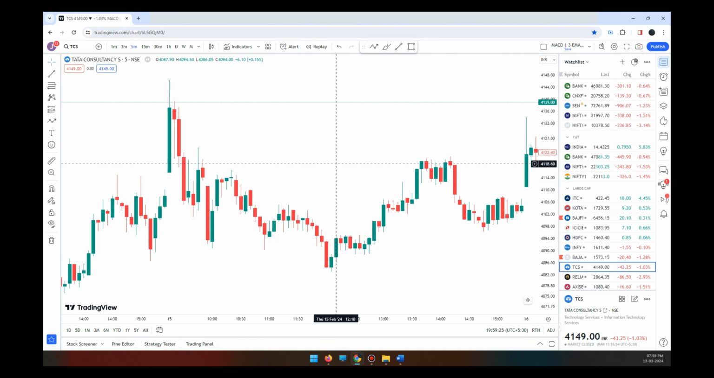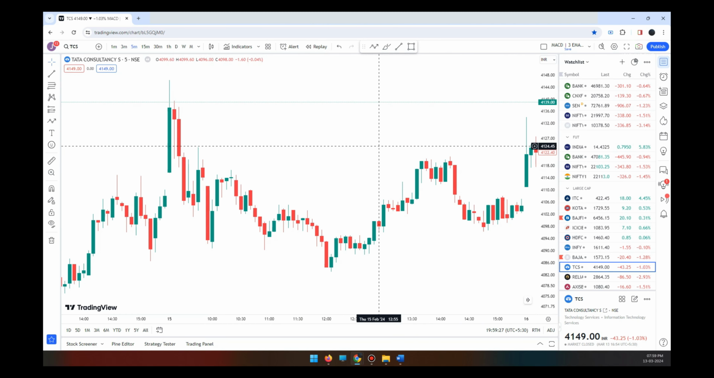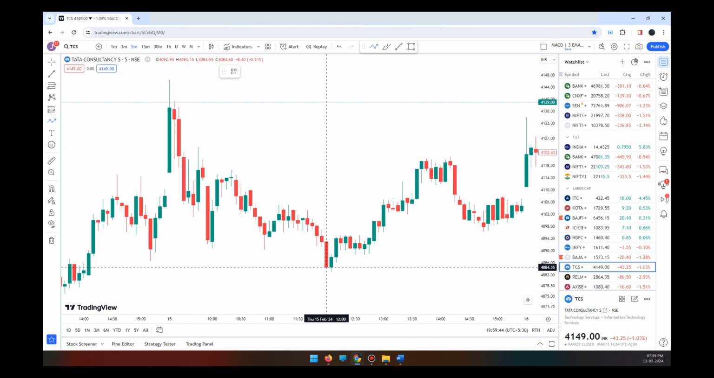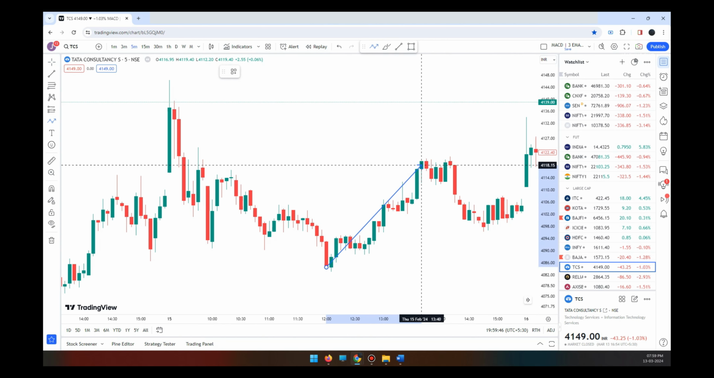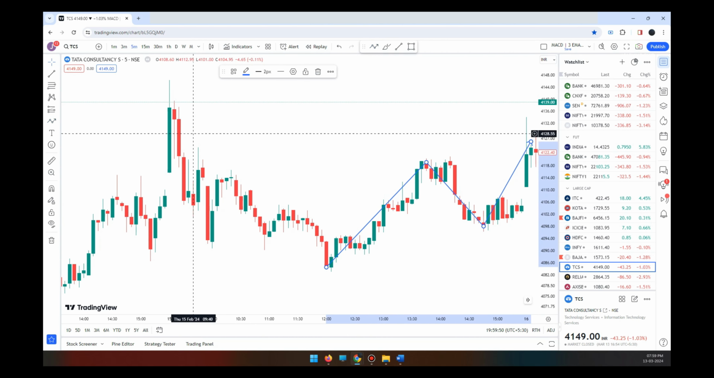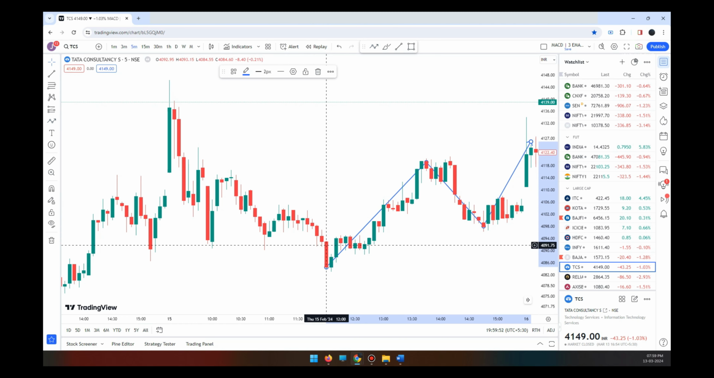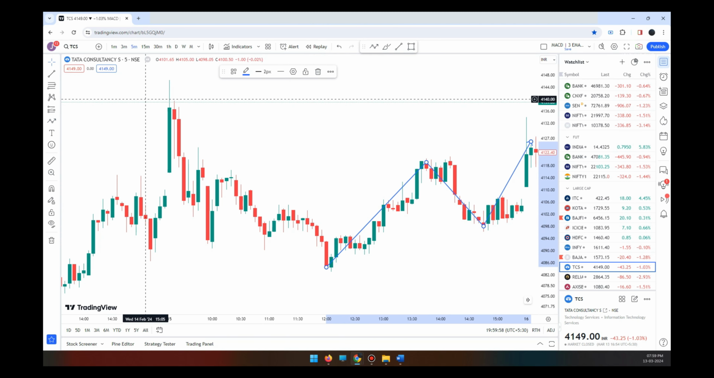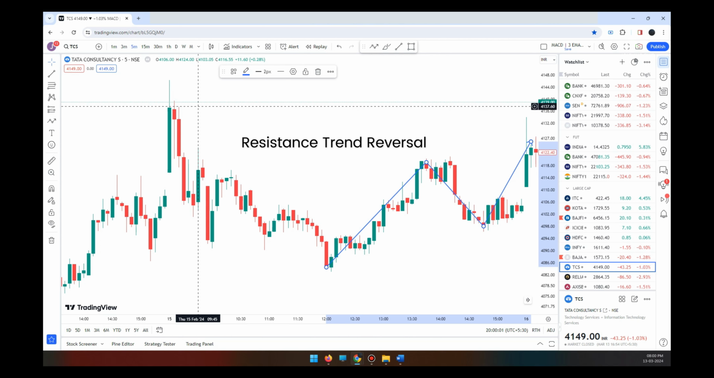Now let's dive into trend reversal. Trend reversal is also a major structure level that we must be aware of and must be looking out for in the charts, because this provides very high probability trading opportunities. Now say we have something like this, a 1, 2 and 3 move. Now this move has come after this bearish trend. Now we are looking for a resistance trend reversal. Please make note of this point.